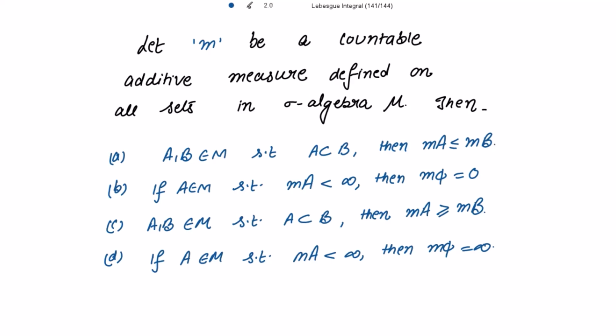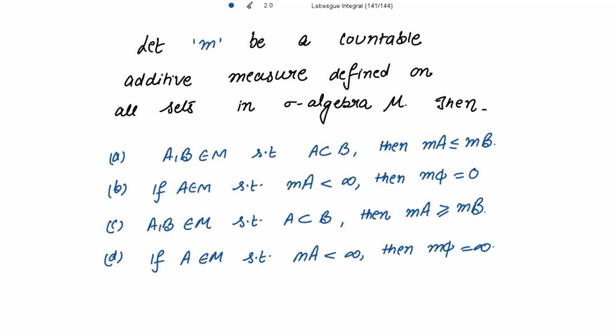Second one, if A belongs to M such that the measure of A is finite, then the measure of phi is equal to 0. Third one, if A, B belong to M such that A is a subset of B, then M(A) is greater than or equal to M(B). And the fourth, if A belongs to M such that M(A) is finite, then M(phi) is infinity. So we need to check which of the options are correct.